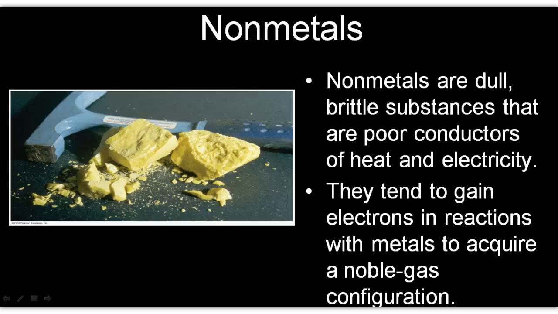Now, nonmetals are pretty much just the opposites. And again, you learned these last year. If metals are shiny, nonmetals are dull. And you can just kind of go back and forth with the different characteristics of those.